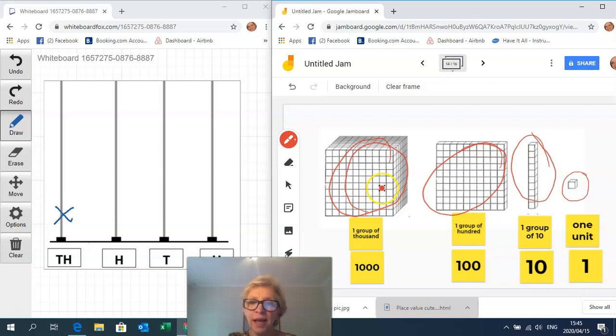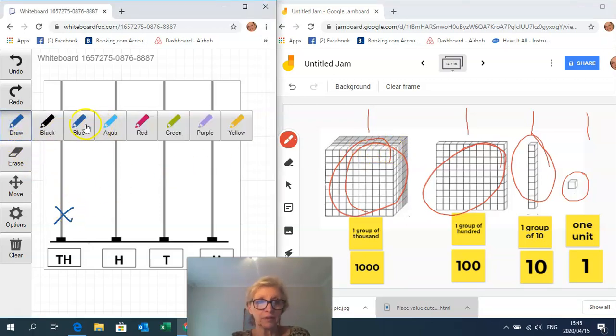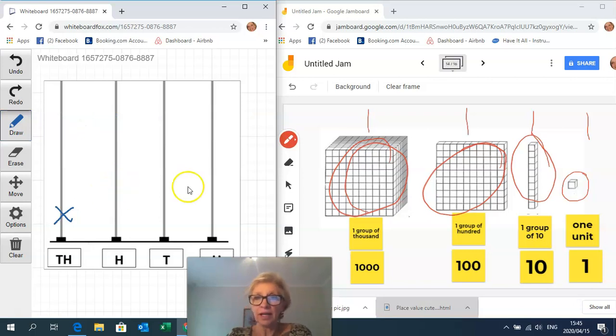So let me write it down. 1,000, 100, 10, and 1 unit. If I had to write that on my abacus, there is my 1,000. Alright, so I'm going to write I've got 1,000, I've got 100, I've got 10, and I've got 1 unit.